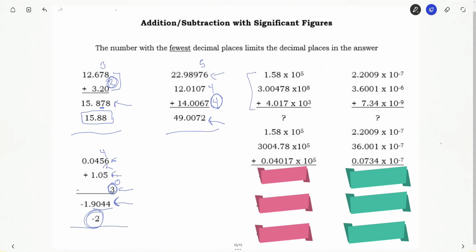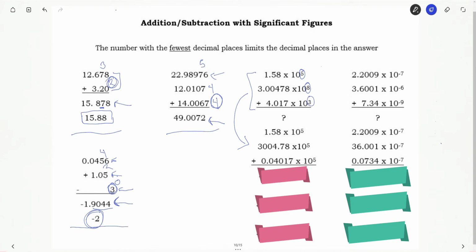They're all in scientific notation, but my problem is I actually cannot compare decimal places here because I have a 10 to the 5th, a 10 to the 8th, and a 10 to the 3rd. So my first step is actually going to be to convert these guys all to the same exponent. Now I just happened to choose 10 to the 5th because the first number was 10 to the 5th, but you could convert all of them to 10 to the 8th, 10 to the 3rd, or really whatever you want to do. Just make sure that they're all to the same exponent.